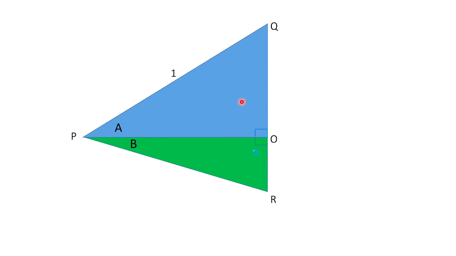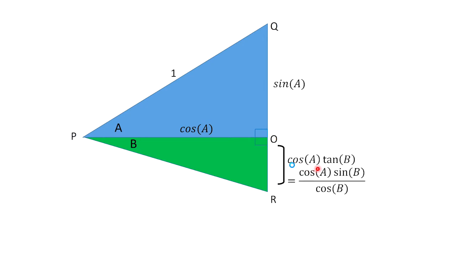Without loss of generality, we assume PQ length is 1. You can assume it's X, and eventually it will be cancelled out. If PQ is 1, and because this is angle A, the length of QO is sine A, and the length of OP is cosine A. Based on the POR triangle and the angle B, and the length of OP is cosine A, we can derive OR. It is cosine A tangent B, which is equal to cosine A sine B divided by cosine B.